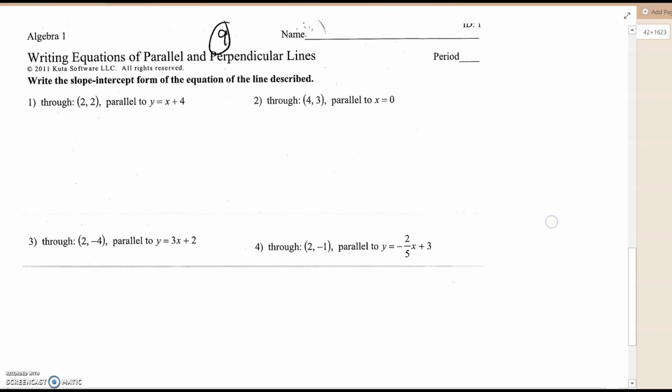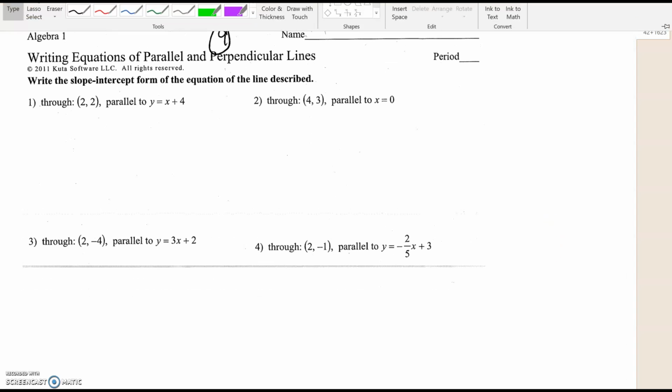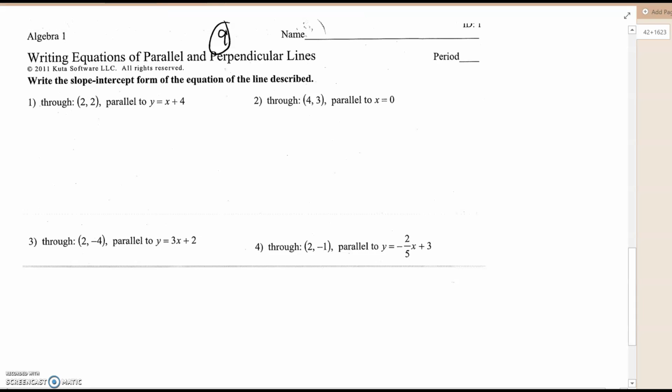All right, now we're going to do a couple more of these on page 9. This is y equals mx plus b. So I have an x and a y here.